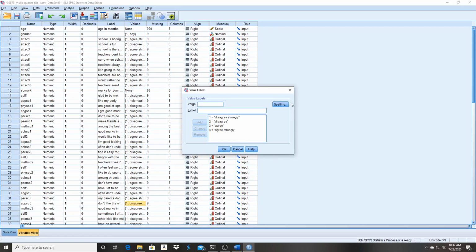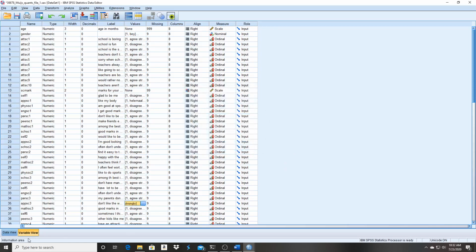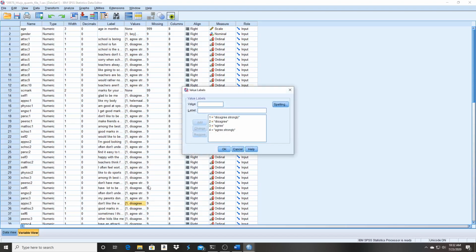So let me walk you back to how I came here. Went to variable view, 35, where it says "don't like the way I look," which is the one we're going to use. Go here under values. These three dots here, hit them. And this is what you define 1 through 4 to represent. 1 represents this, 2 represents that, 3 represents that, etc.